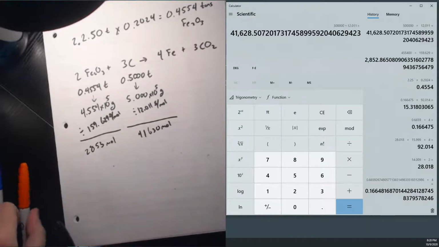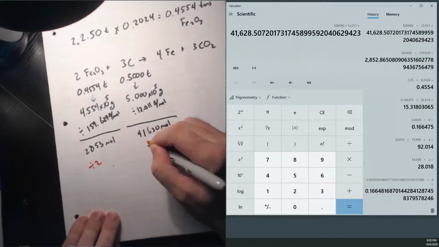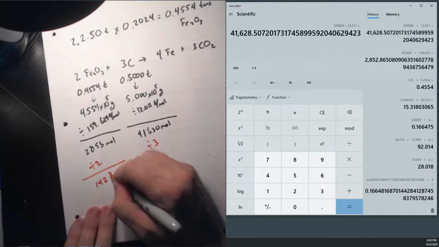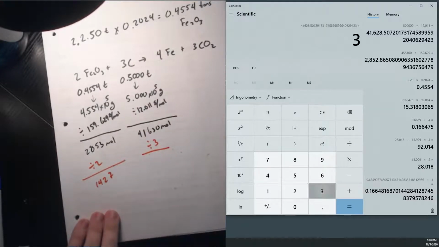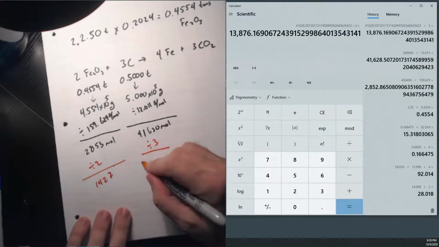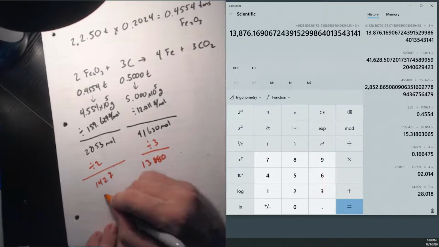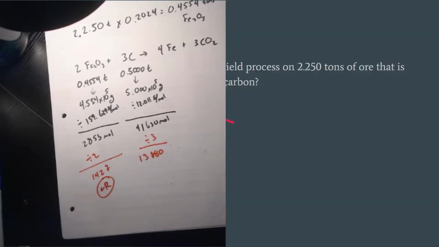All right. But now, just to be sure, we're going to go ahead and divide by 2, divide by 3. This is going to be 1427, and this is going to be about 14,000. 13,880. So yes, the iron is our limiting reactant. Or the iron oxide, I should say. And then I asked, how much iron can we produce with a 95.85% yield?